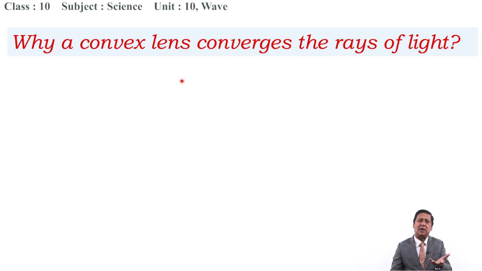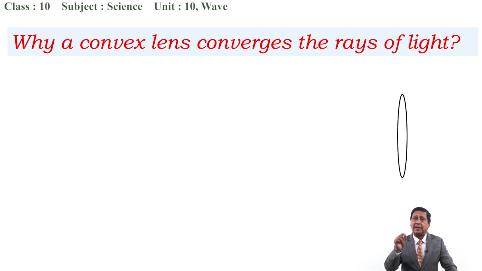Let's go to another part. Why does a convex lens converge the rays of light? This is a very interesting question. Convex lens converges the ray of light, understood, previously described a lot. But why? What is the reason behind this? Let's have a convex lens. This is the convex lens. And we can say that a convex lens is made up of prisms. A convex lens can be considered to be made by pieces of prism like this.